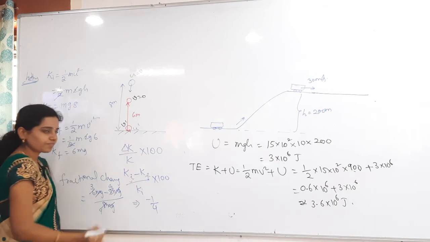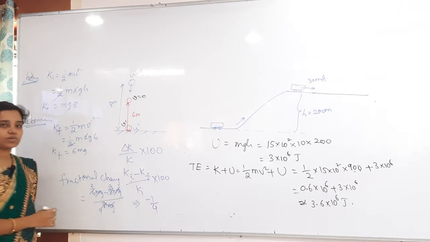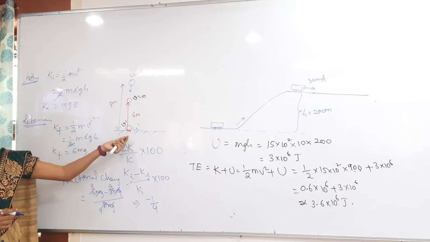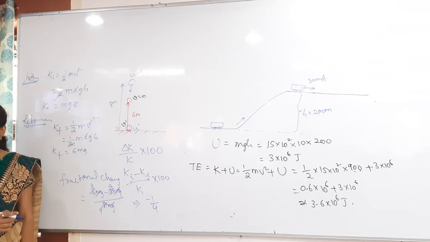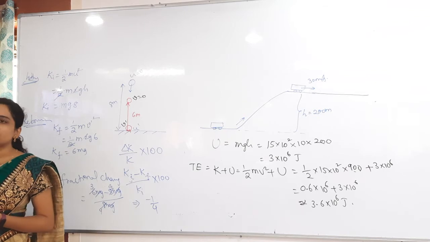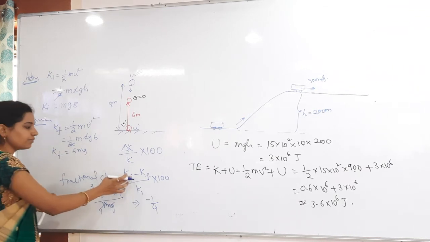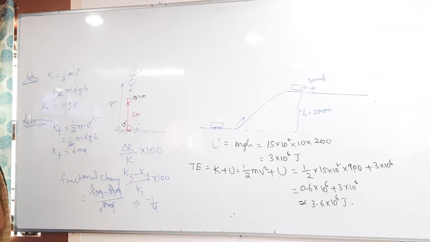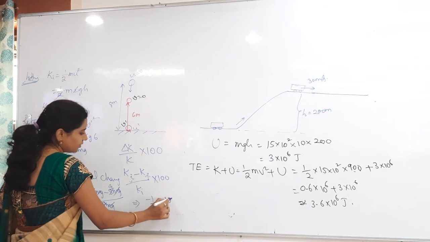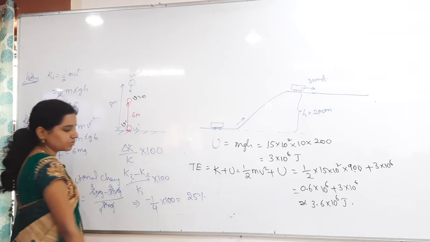Minus 1/4. What does the minus in minus 1/4 indicate? Losing the energy. Why? Because the velocity is decreasing, and it is not rising to the height. So minus 1/4 is the correct answer. Clear? Otherwise you can write 1 by 4 also by taking K initial minus final, but at that time you cannot understand whether it is losing or gaining. With the sign, you can understand. So minus 1 by 4 is the correct answer. 1 by 4 into 100, how many percent? 25% of energy it is losing.